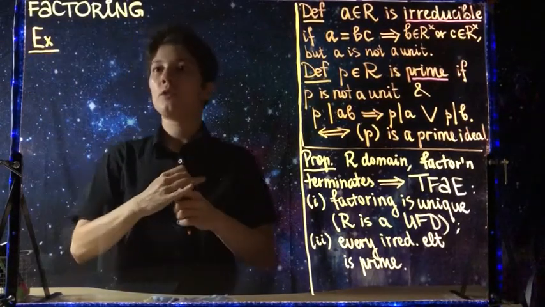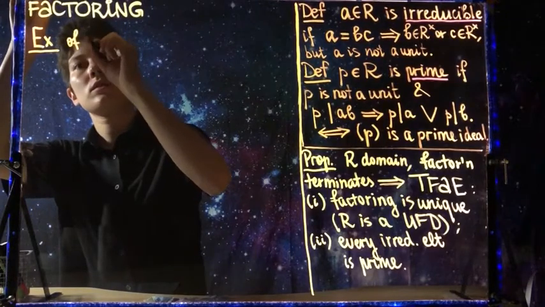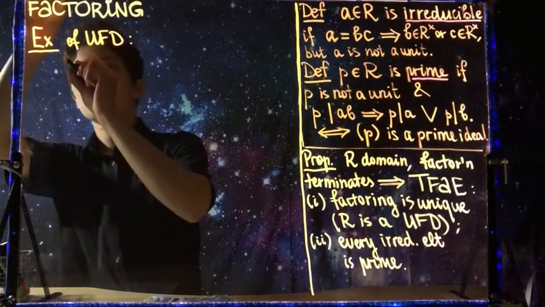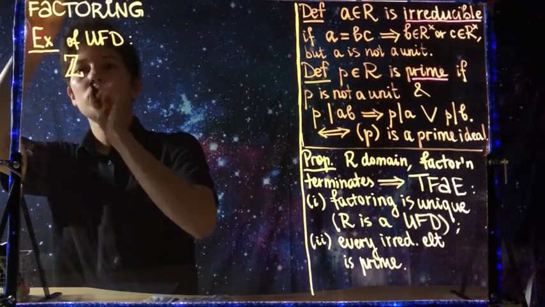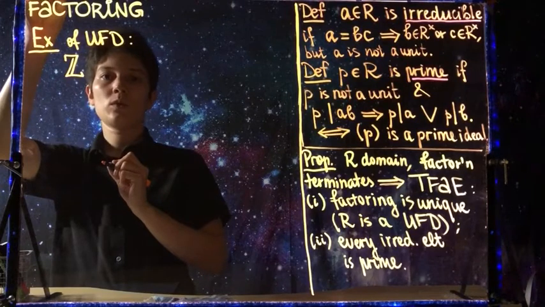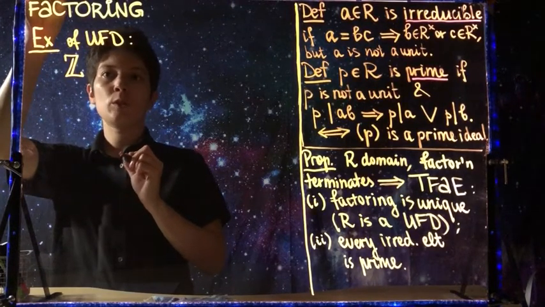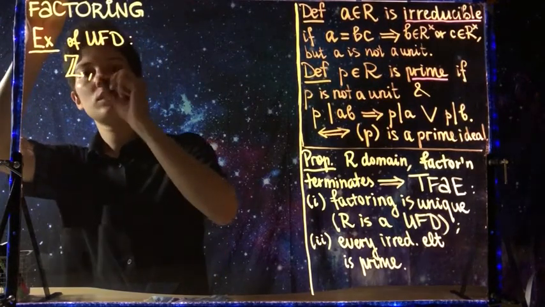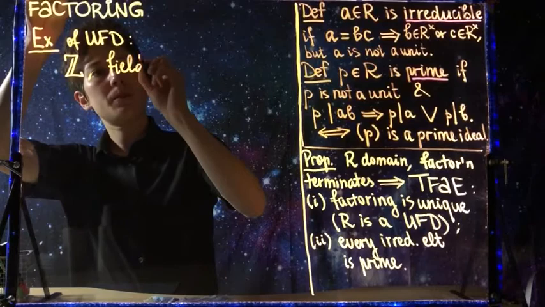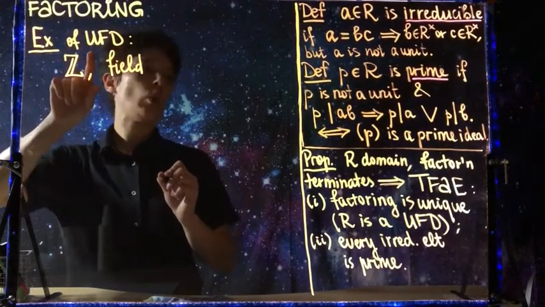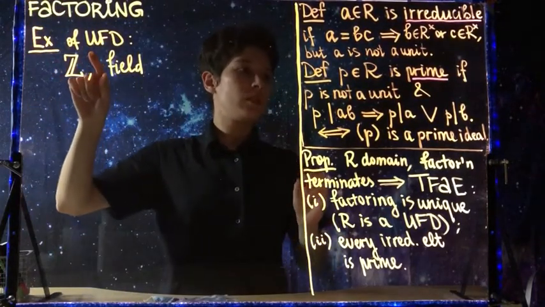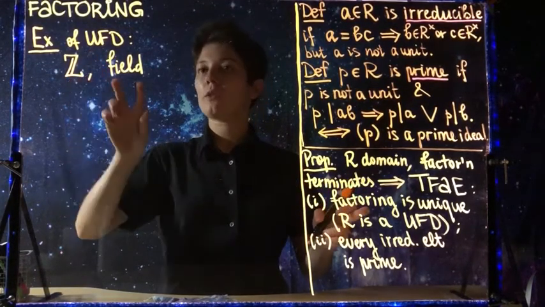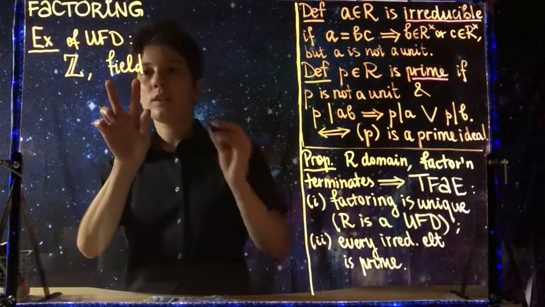Examples of unique factorization domains are the integers, which you know really well, and some of you have already used it on your homework. Every field is a unique factorization domain because the condition of factoring is vacuous, because every non-zero element is a unit.